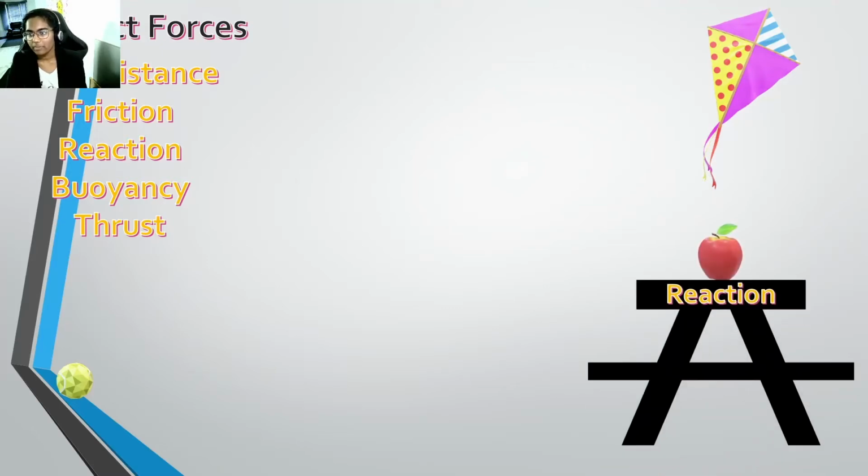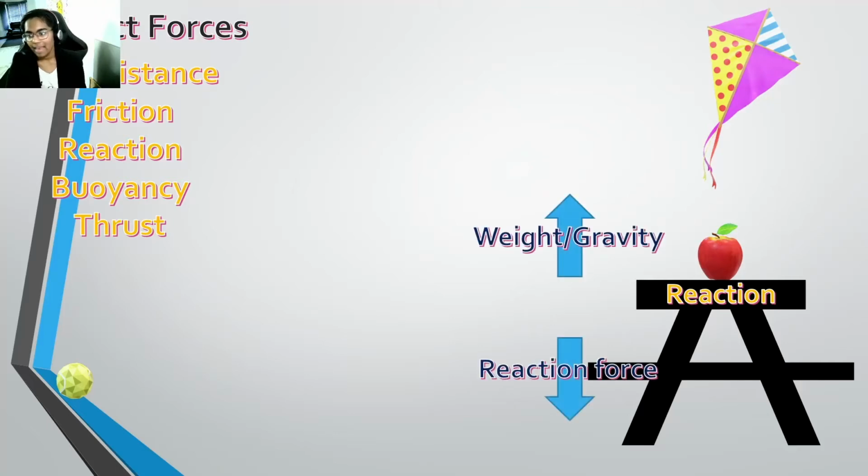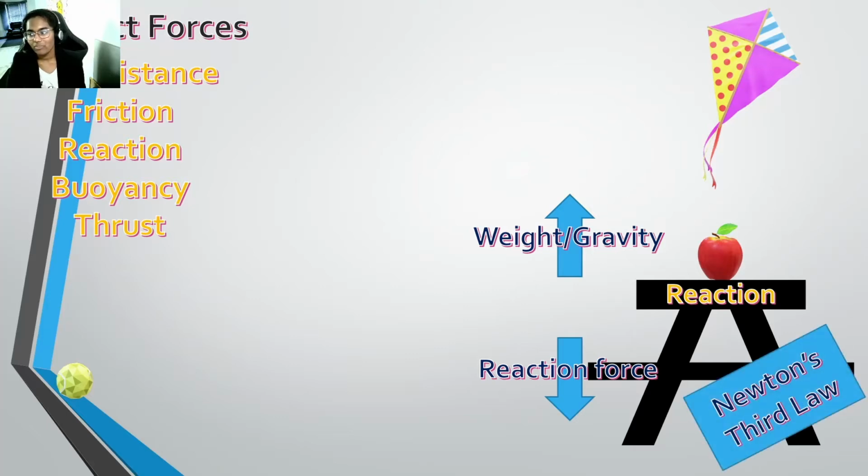In this diagram, you can see a table with an apple on top of it. What does this mean? Well, the apple is exerting a force on top of the table due to the gravity pushing it down. At the same time, the table pushes the same amount of force back. This is Newton's third law of motion, as every action has an equal and opposite reaction. So if the apple pushed a force of 2 newtons onto the table, the table would push exactly 2 newtons back. The apple and the table must be touching for the force to arise, so reaction force is a contact force.